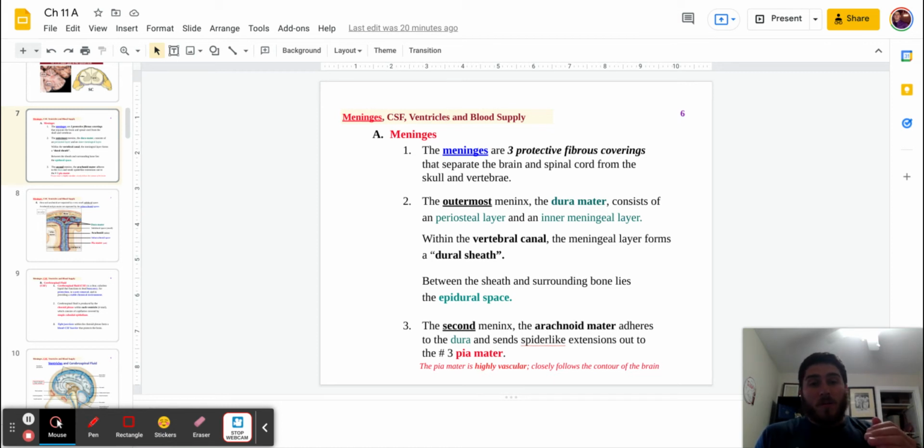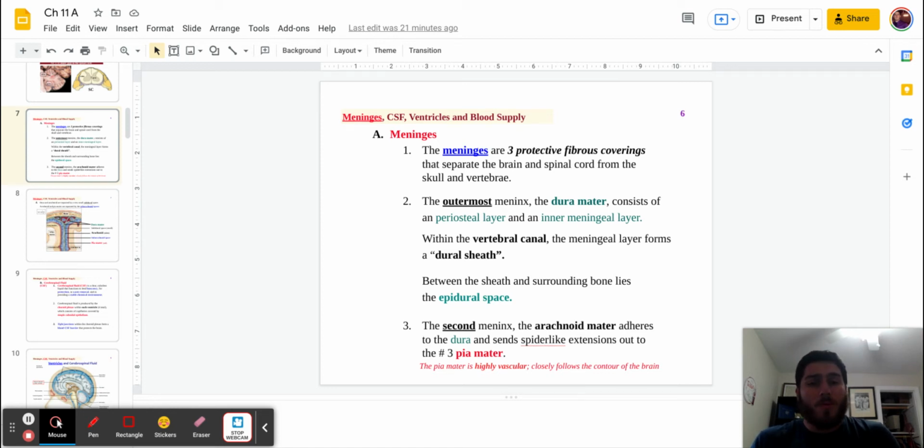The outermost layer is called the dura mater, and this is going to consist of the periosteal layer and then the inner meningeal layer. And within the vertebral canal, the meningeal layer is going to form these dural sheaths. All right, so this is a term that you're going to have to know. And then between the sheath and the surrounding bone is going to lie the epidural space, which many of us are familiar with. Also, some pictures of that later on.